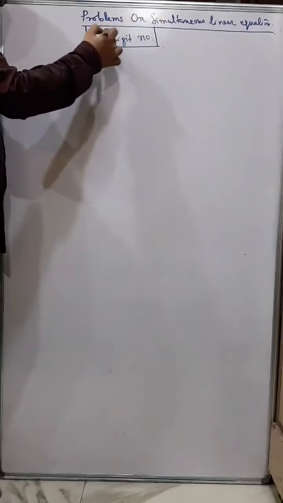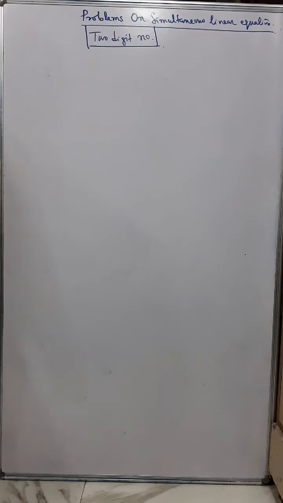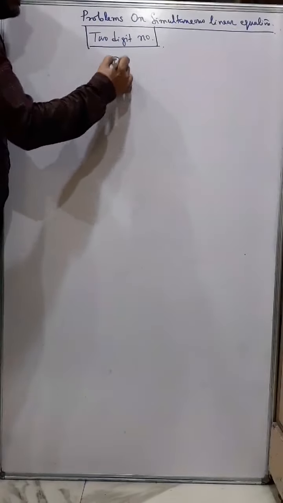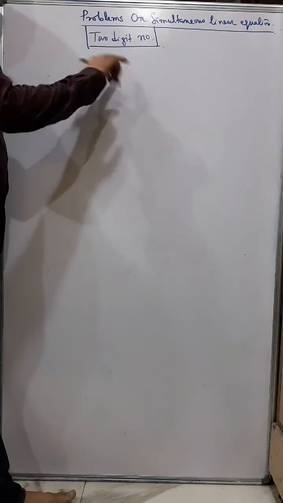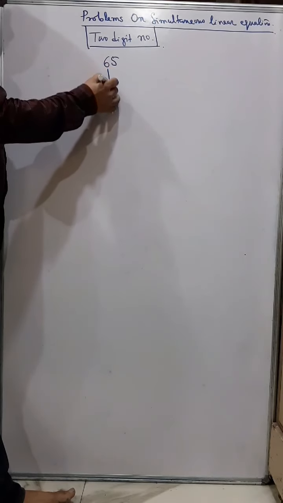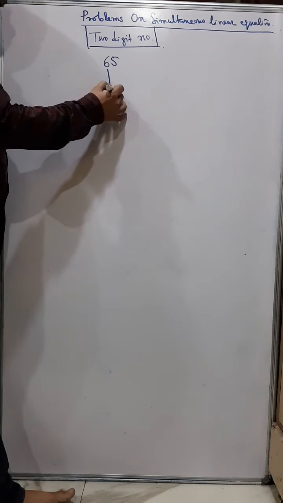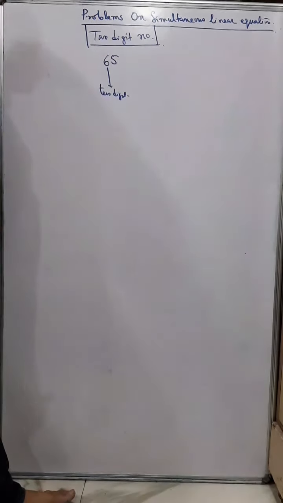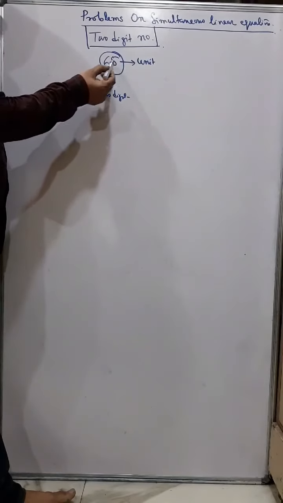Okay. Now before coming to the second question, first of all let us understand something about two-digit numbers, how a two-digit number is formed. Let us take an example. Say I take 65. Now 65 is a two-digit number, where this 6 is known as the tens digit, and this is known as the ones digit, or we say unit digit. So always a two-digit number consists of a tens digit and a unit digit.